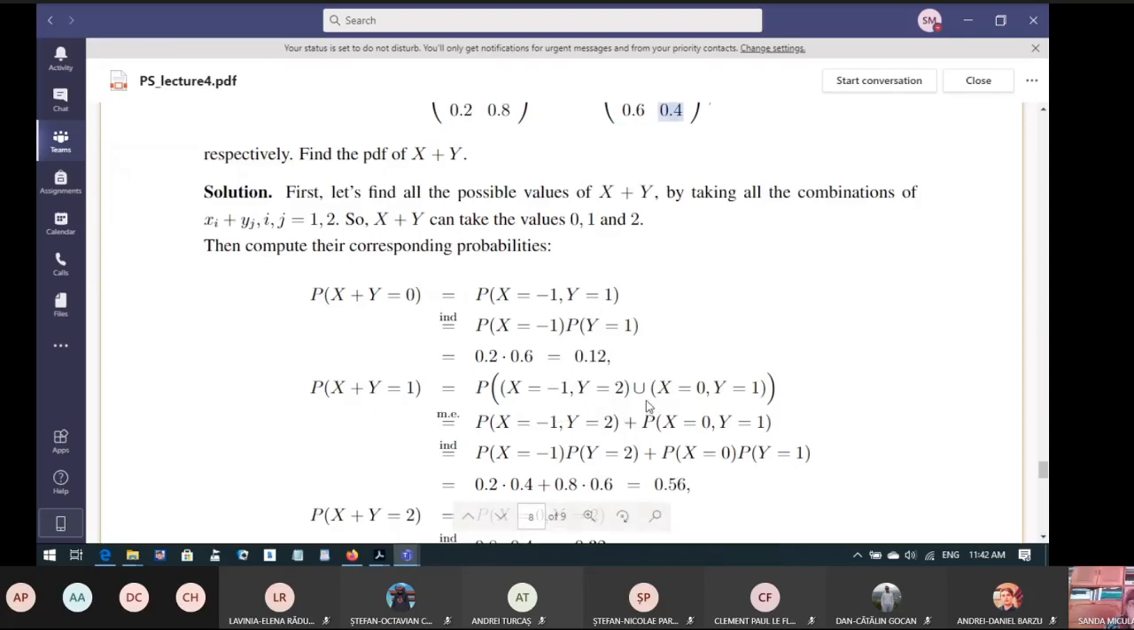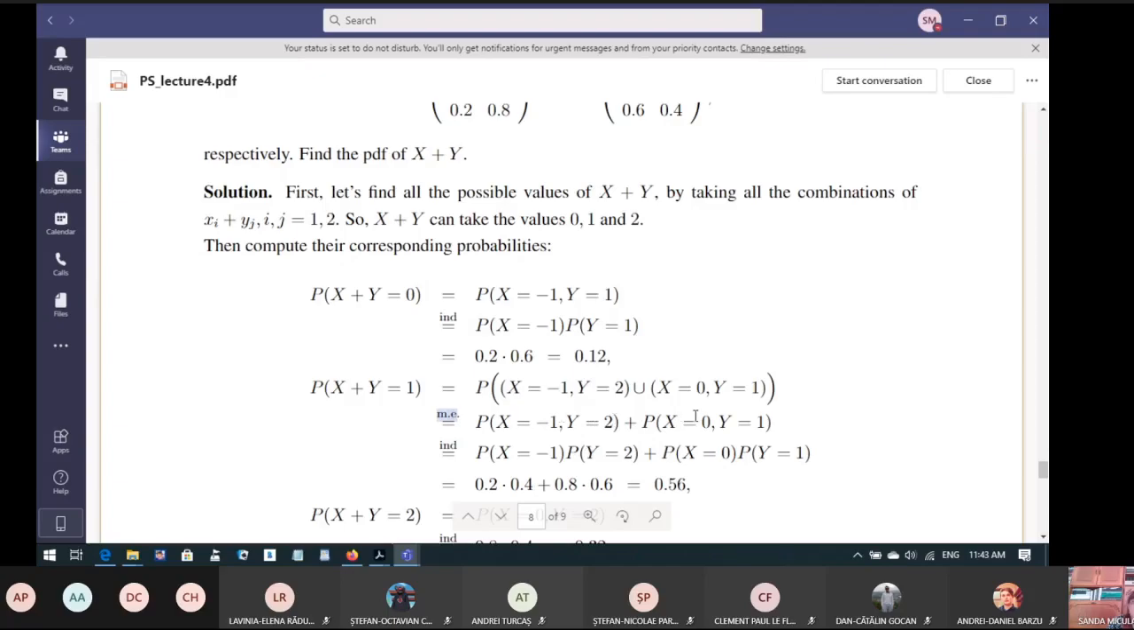Again, I said or, that's a union. So first we look at the probability of this union. We're looking at the fact that these two events together, the event X = -1, Y = 2, and the event X = 0, Y = 1, are mutually exclusive. And of course they are, because neither X nor Y can take two different values at the same time, right? So because those are mutually exclusive, that means we add their corresponding probabilities.